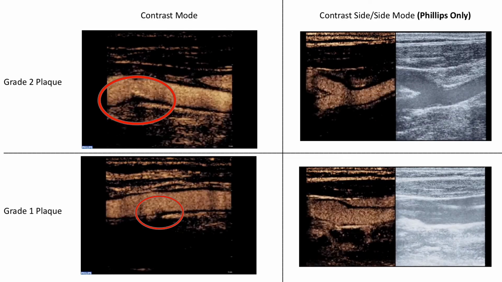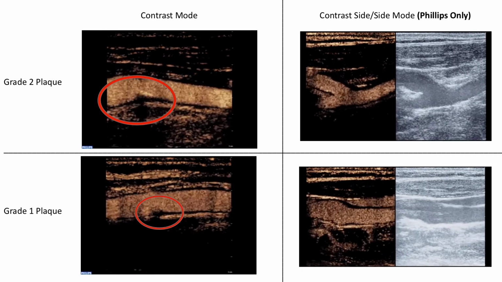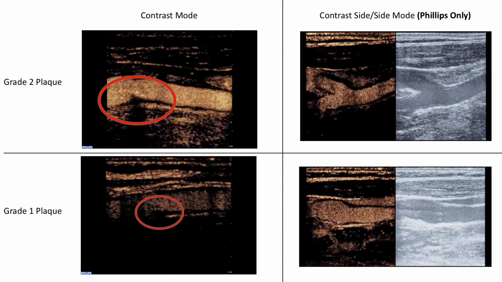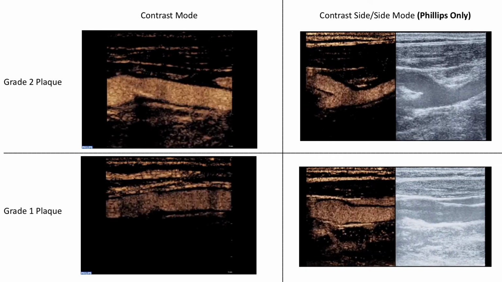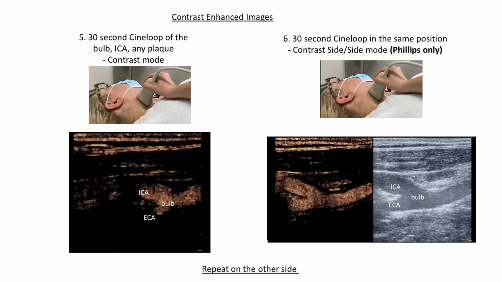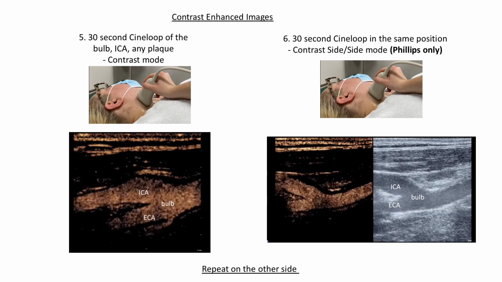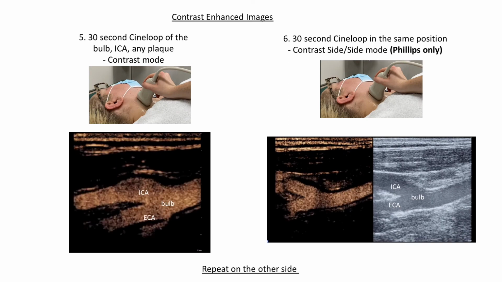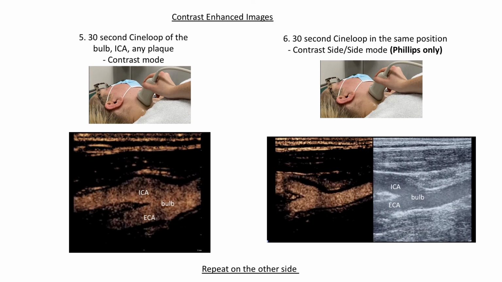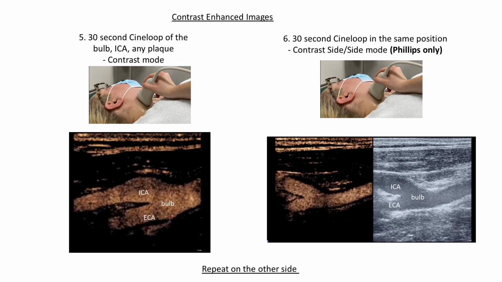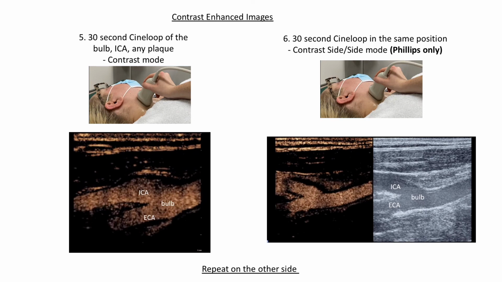Finally, administer a second syringe of the contrast solution and repeat the process on the other side of the neck, remembering to relabel. Specific settings will be discussed with your site coordinator and included on the corresponding reference document. To summarize the contrast-enhanced images, you will take a 30-second clip of the bulb and internal carotid artery in long axis view in contrast mode, and then a 30-second clip in contrast side/side mode in the same position, and repeat both clips for the other side.